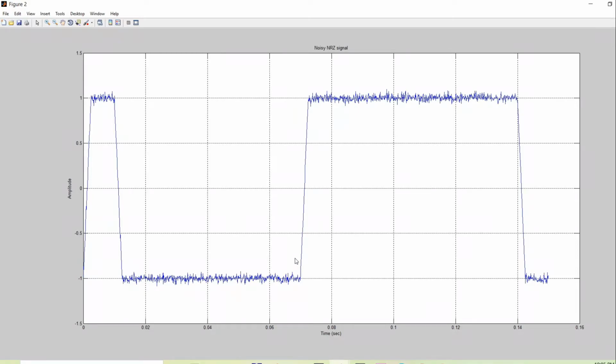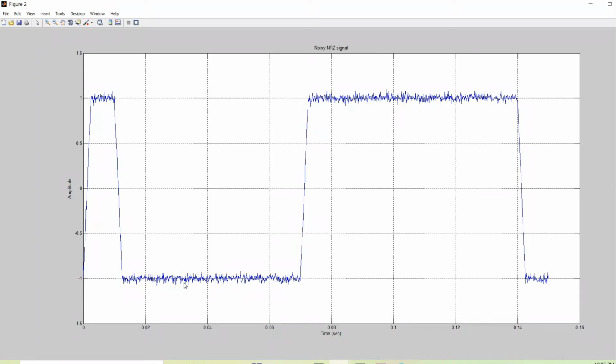I had kept some rise time and fall time. That's why you can see the waveform is not exactly rectangular, and you can see the noise on the top of the particular signal as well as at the bottom. This is -1, indicating logic 0 or symbol 0. Symbol 1 is indicated by +1 volt. Okay, the polar NRZ signal, you can say.